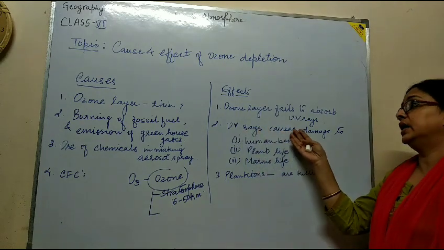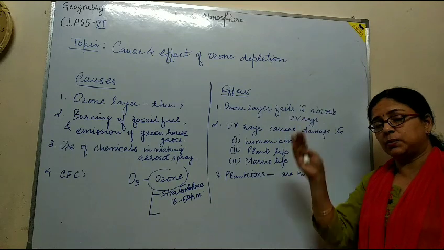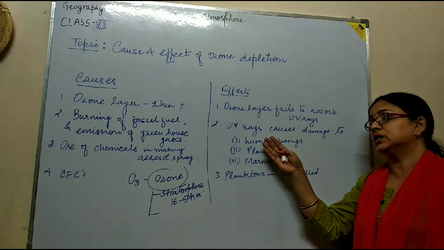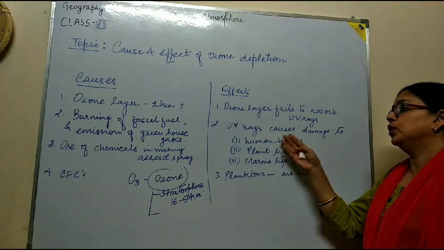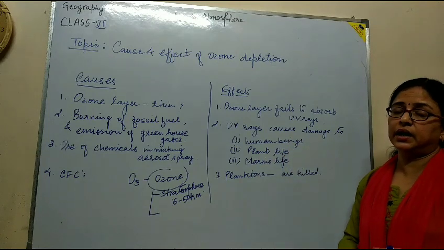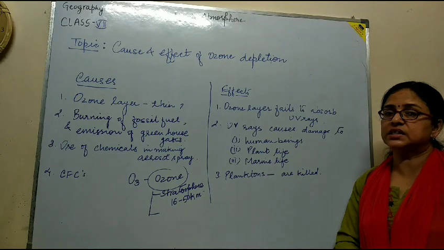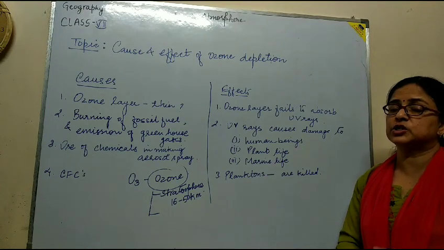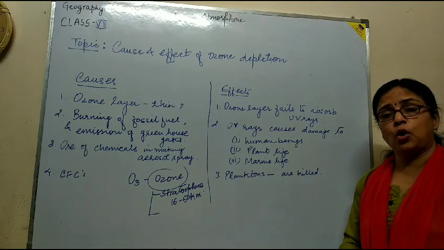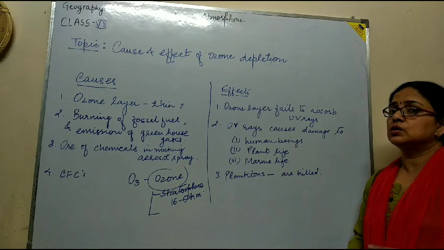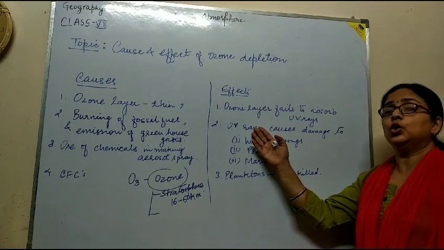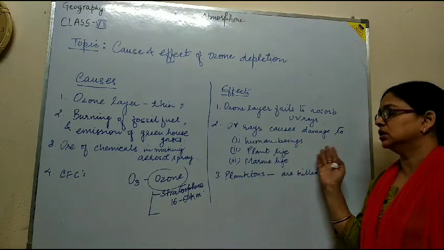Another, the ultraviolet rays that are passing through the ozone layer and reaching the earth are harming human beings, plant life, marine life. Human beings get infected by many skin diseases, eye diseases, especially cataract, then cancer, breathing problems, asthma. So these are all the results of the UV rays that reach the earth.